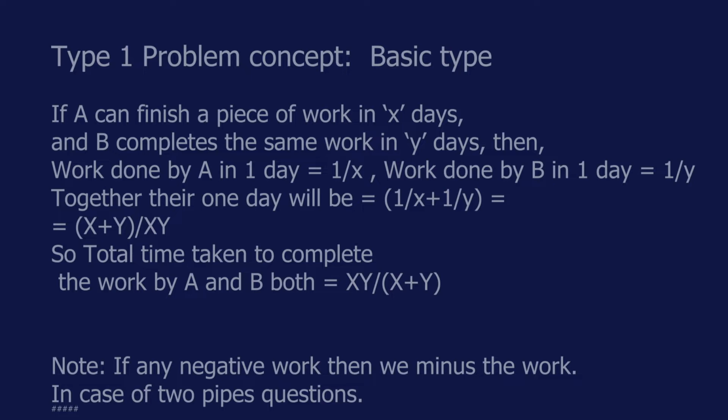When we solve this, we get X plus Y upon XY. So the time taken by A and B both to complete the work is XY upon X plus Y. But a very important thing which we need to remember and focus on is that if negative work is there, then instead of plus, we will minus. Suppose pipe A is filling the tank and pipe B is emptying the tank. In that case, we need to use 1 upon X minus 1 upon Y. So if negative work is there, we definitely need to subtract.